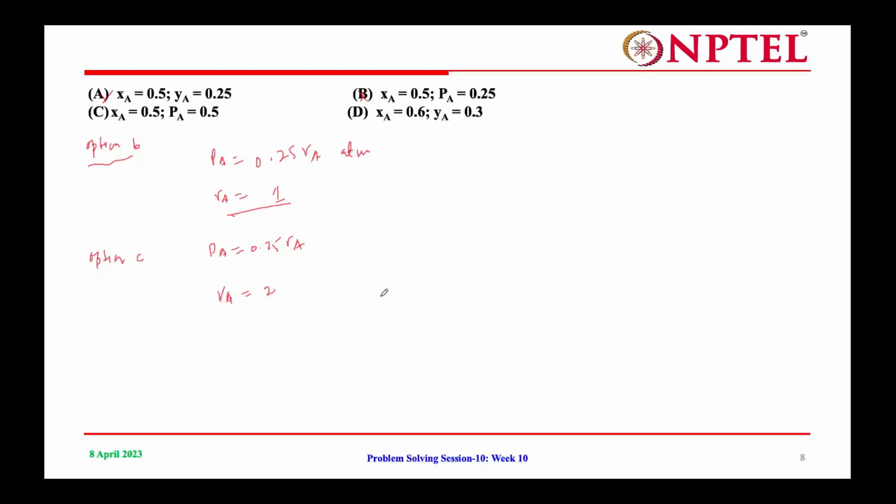So this is not an ideal solution. Here gamma is not equal to 1. So this is right, but we need to check the B option.